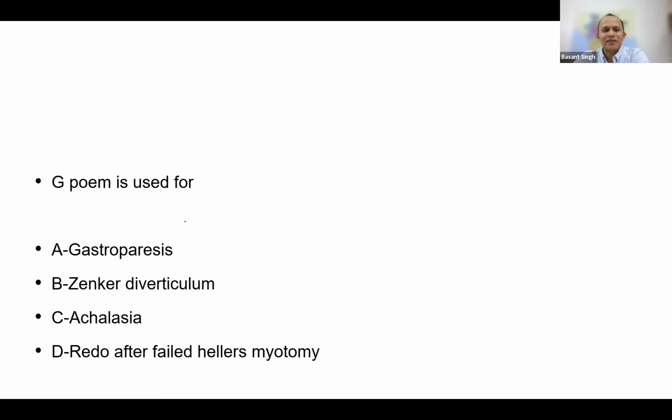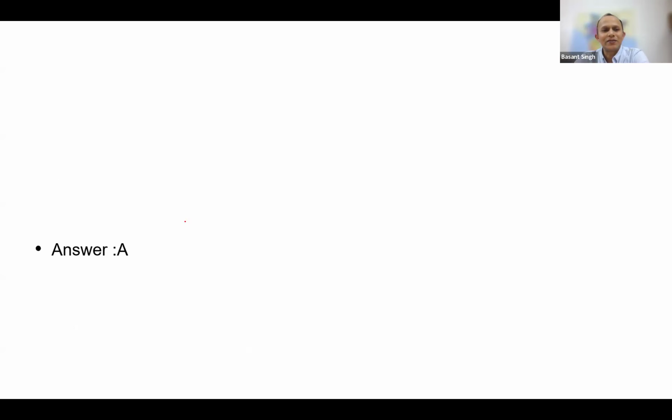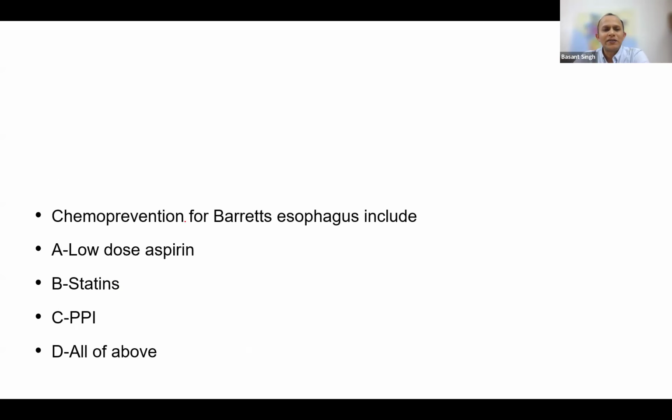G-POEM is for gastroparesis. We also have Z-POEM for Zenker's diverticulum. So this I think is okay. Chemoprevention for Barrett's, and this we had discussed long before. There was a landmark trial that was published and it is mentioned in the new Shackelford also. Can anybody mention the name of the trial? AspECT trial. Very nice.